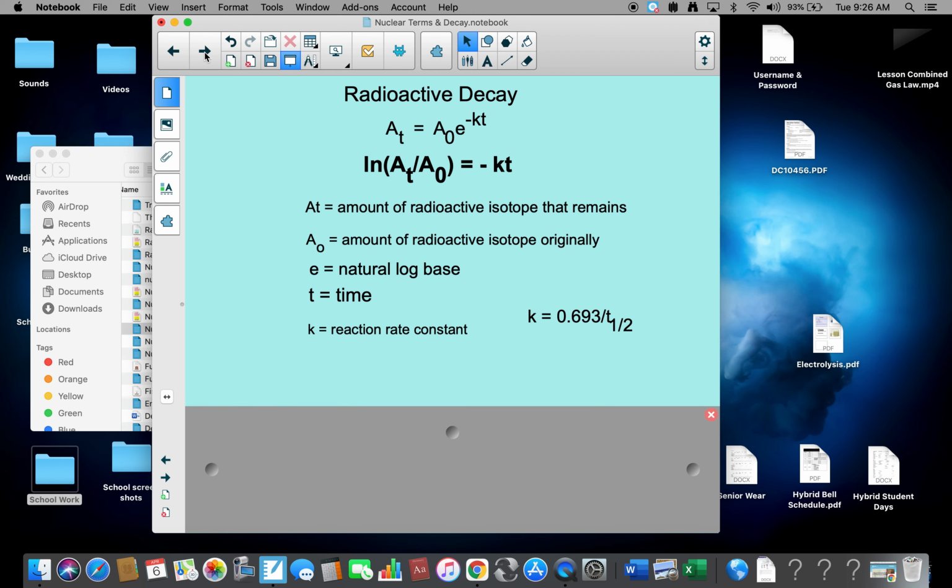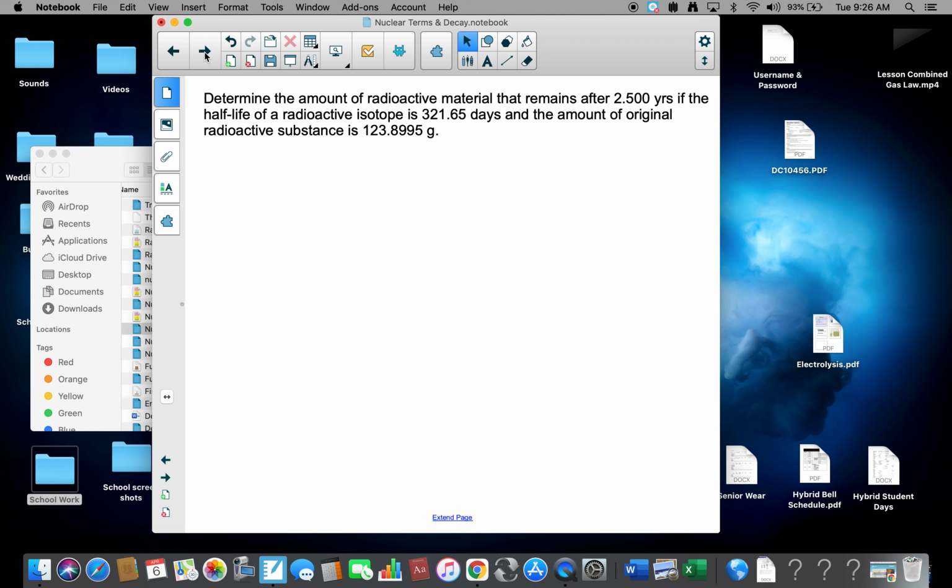All right, so let's look at a problem. Determine the amount of radioactive material that remains after 2.500 years, if the half-life of the radioactive isotope is 321.65 days and the amount of original radioactive isotope is 123.8995 grams. Now, we're going to use this equation, and the reason we use this equation is A_t is unknown. If we're solving for A_t or A_0, we use this equation. We use the other equation to solve for k or t.